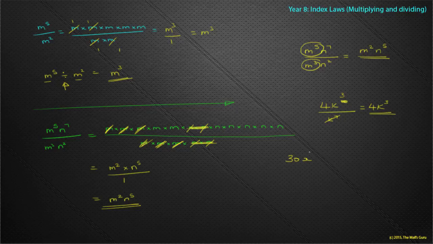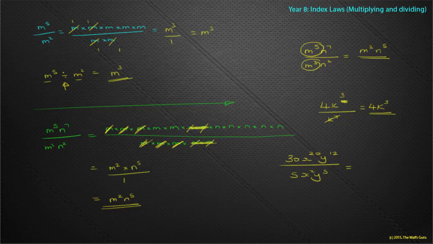30, x to the floaty 20, y to the floaty 12, divided by 5, x to the floaty 2, y to the floaty 5. Now, are all the tops times together? Yes, they are, remember? And the same is true here. Between that 4 and the k is a kissy-kissy.